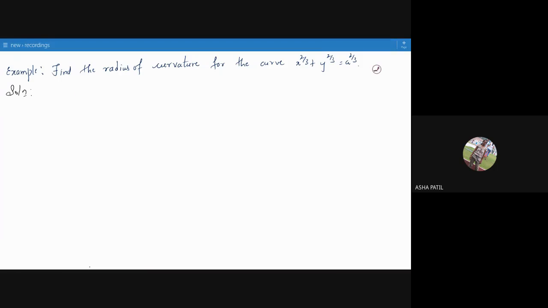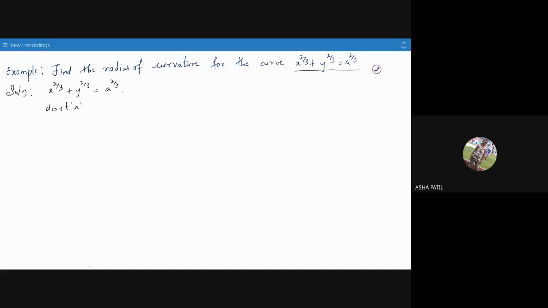Hello students, let us learn an example on radius of curvature in Cartesian form. The example considered is: find the radius of curvature for the curve x raised to 2 by 3 plus y raised to 2 by 3 is equal to a raised to 2 by 3. So let us consider the curve x raised to 2 by 3 plus y raised to 2 by 3 is equal to a raised to 2 by 3.